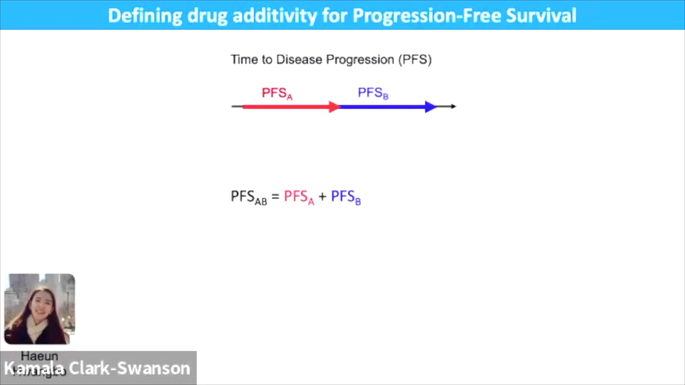So Hannah Huangbo in my lab has developed a method where we say, well, let's take the time to disease progression and add those up. And really the null hypothesis here is that if you have some drug B being added to a cocktail with A, that drug B prolongs progression-free survival in that combination to the same degree that it would prolong progression-free survival if it was used as a single agent, compared to giving nothing.